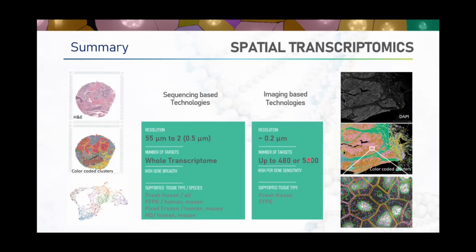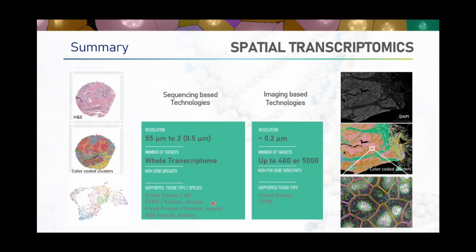With imaging technologies, you can go for a few hundreds to thousands of genes, but of course you cannot go to the whole transcriptome. But the benefit here is that you can have a higher sensitivity. For example, if you're interested in lowly expressed genes, then since you are targeting them, the sensitivity is higher than the whole transcriptome approaches for lowly expressed genes.